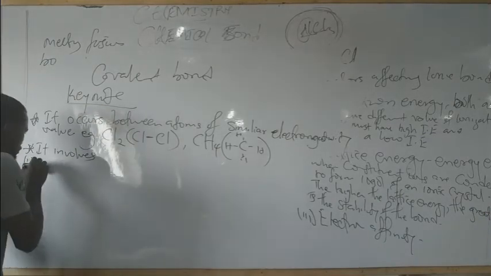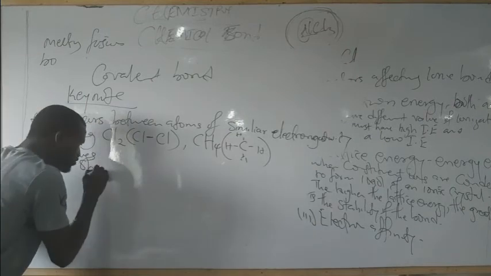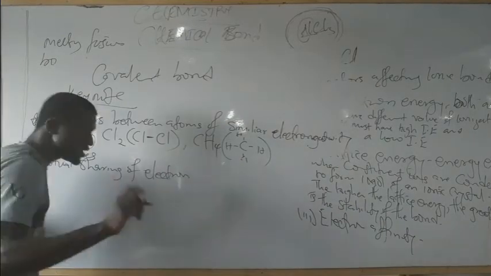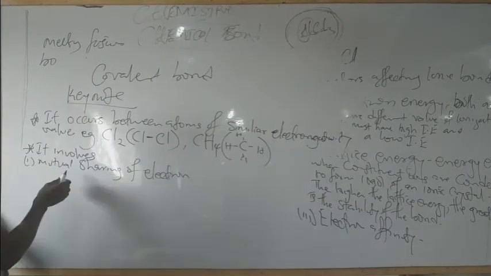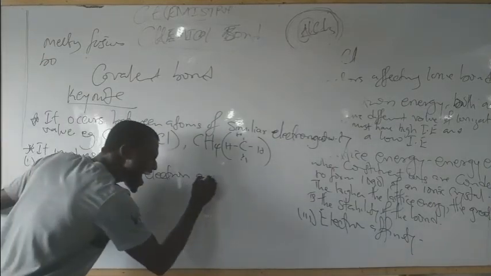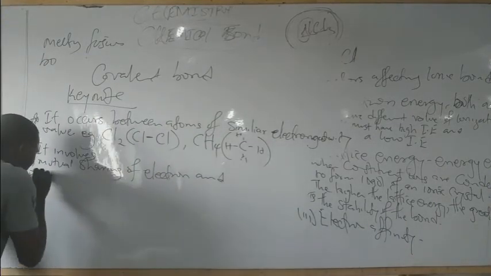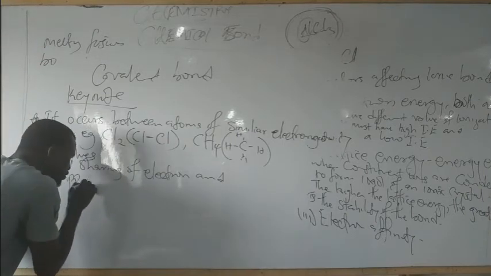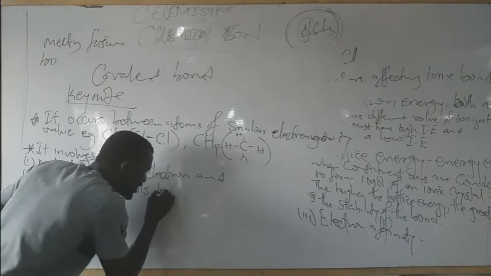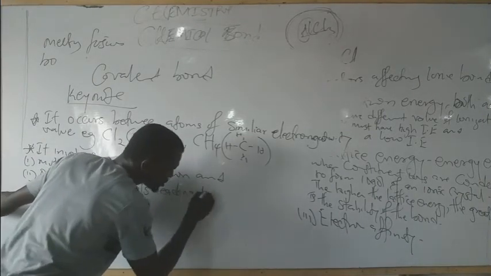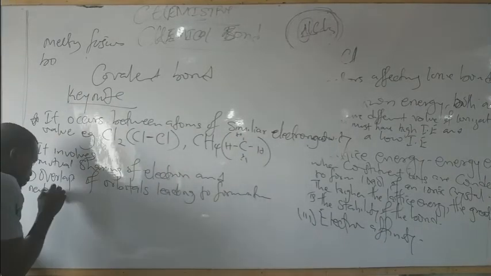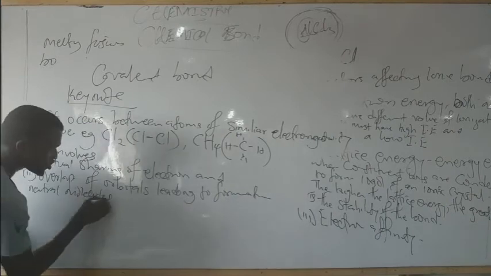And then another thing you must know is that it involves mutual sharing of what? Of electrons. And we are all only familiar with the fact that covalent bond involves mutual sharing of electrons. But according to the result of the experiment, it also involves an overlap. An overlap of what? Of orbitals, leading to what? Formation of neutral molecules. Now let me give you a simple illustration of this.